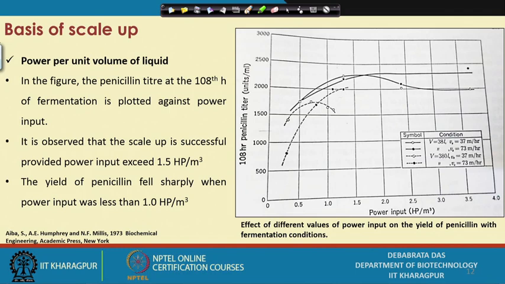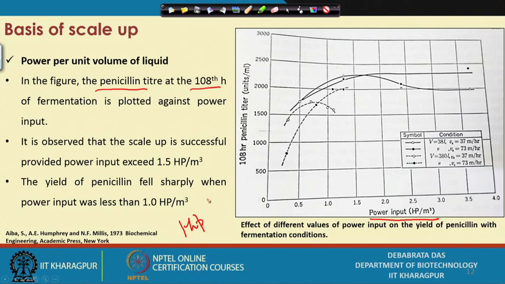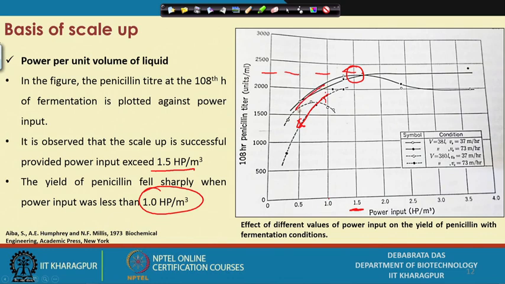Now, I have given some typical examples. One is the penicillin fermentation process, carried out for 108 hours of fermentation, and we plotted the power input in the starter. I told you that the power drawn by the agitator in the fermentation industry is quite high, usually 1 HP per cubic meter volume of the reactor. Here in the penicillin fermentation process, if the power drawn by the agitator is 1.5, as you can see, we get the maximum amount of product. But if it is less than 1 HP, there is a trend that the product concentration decreases.